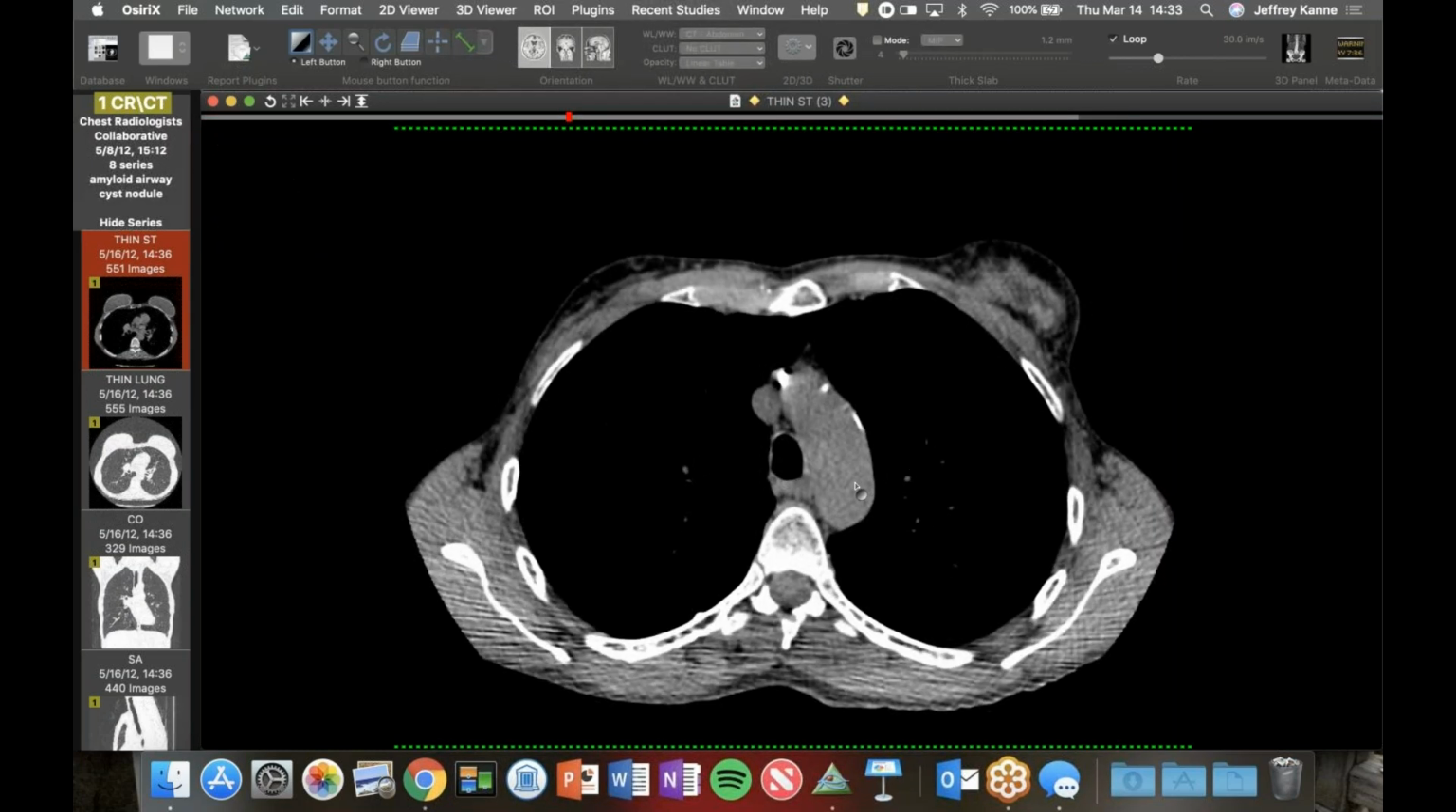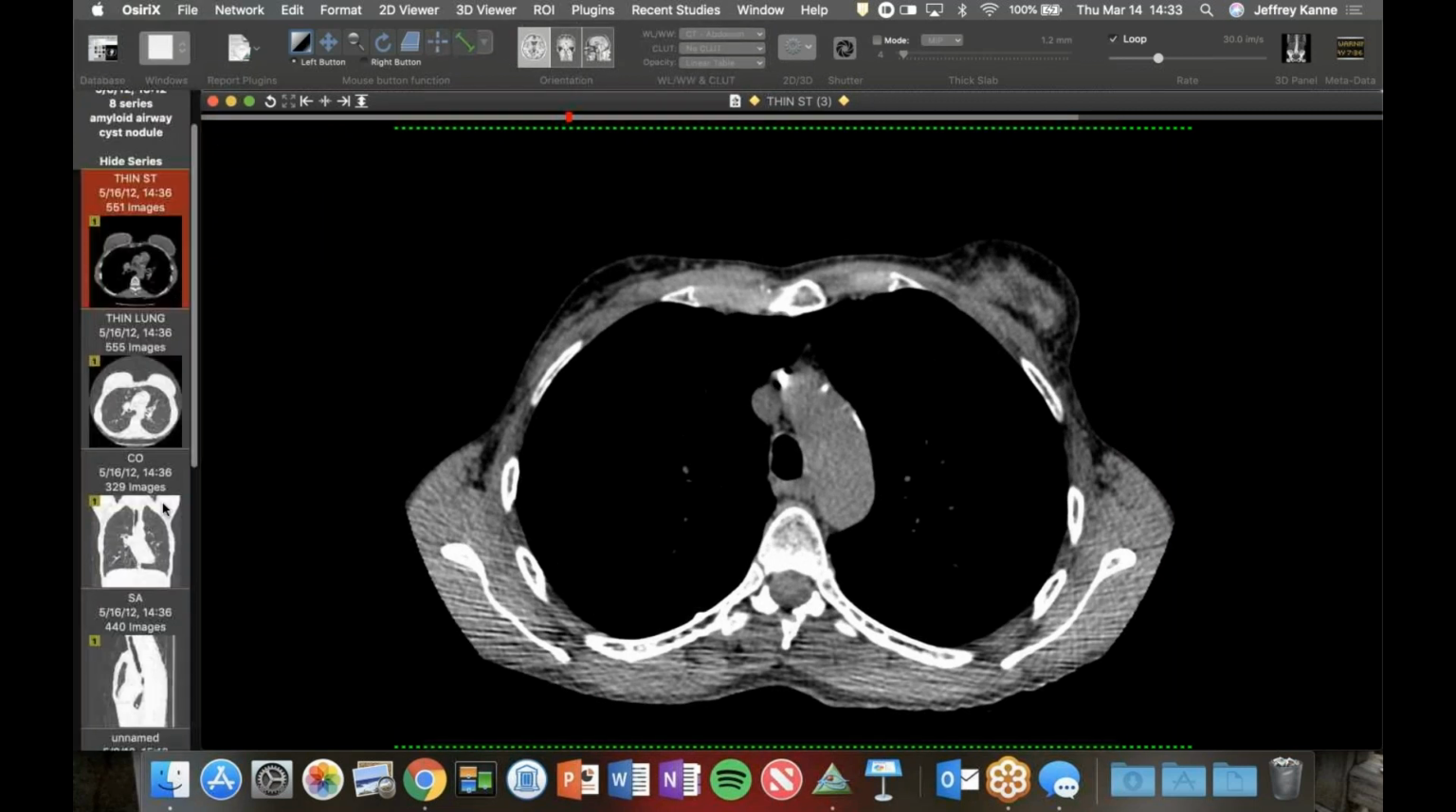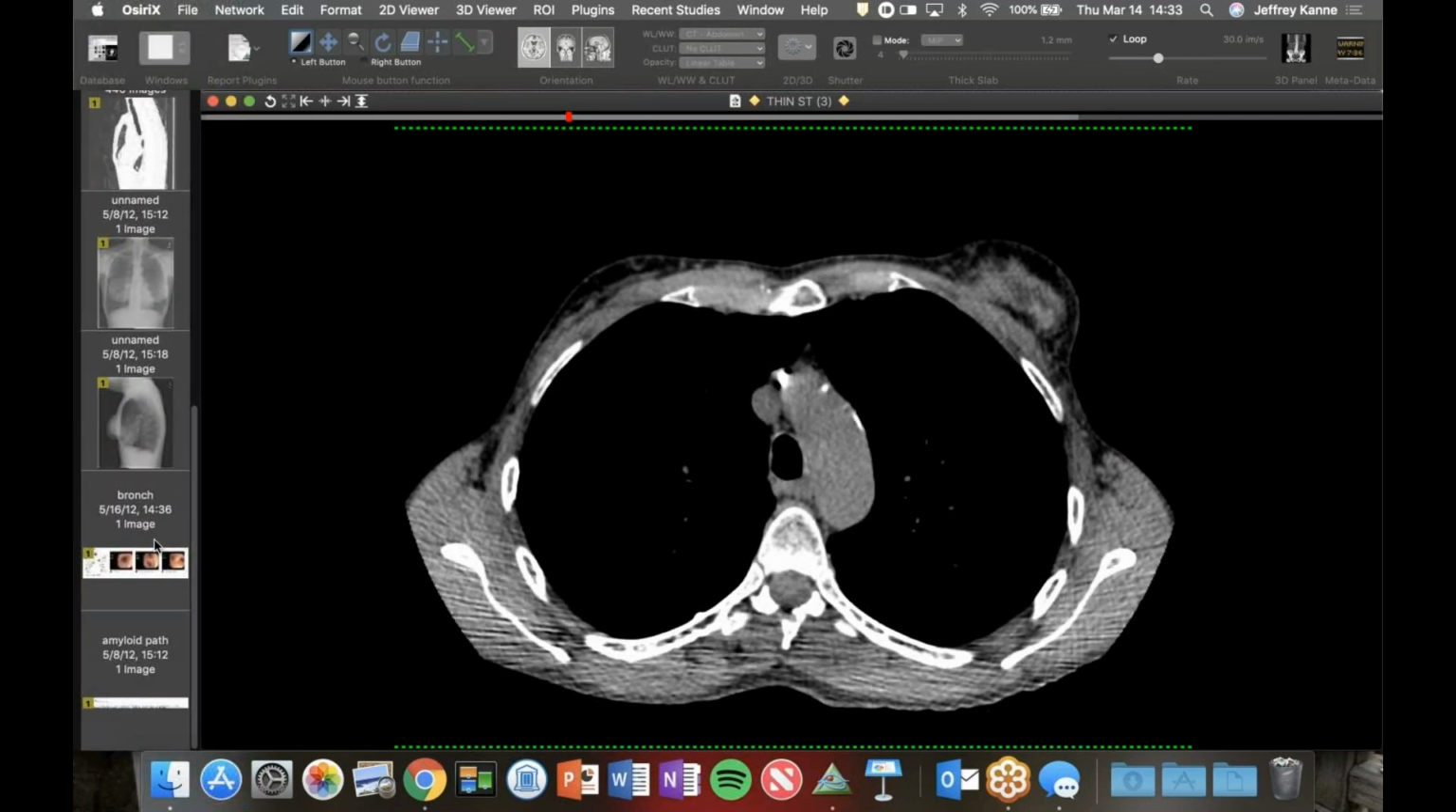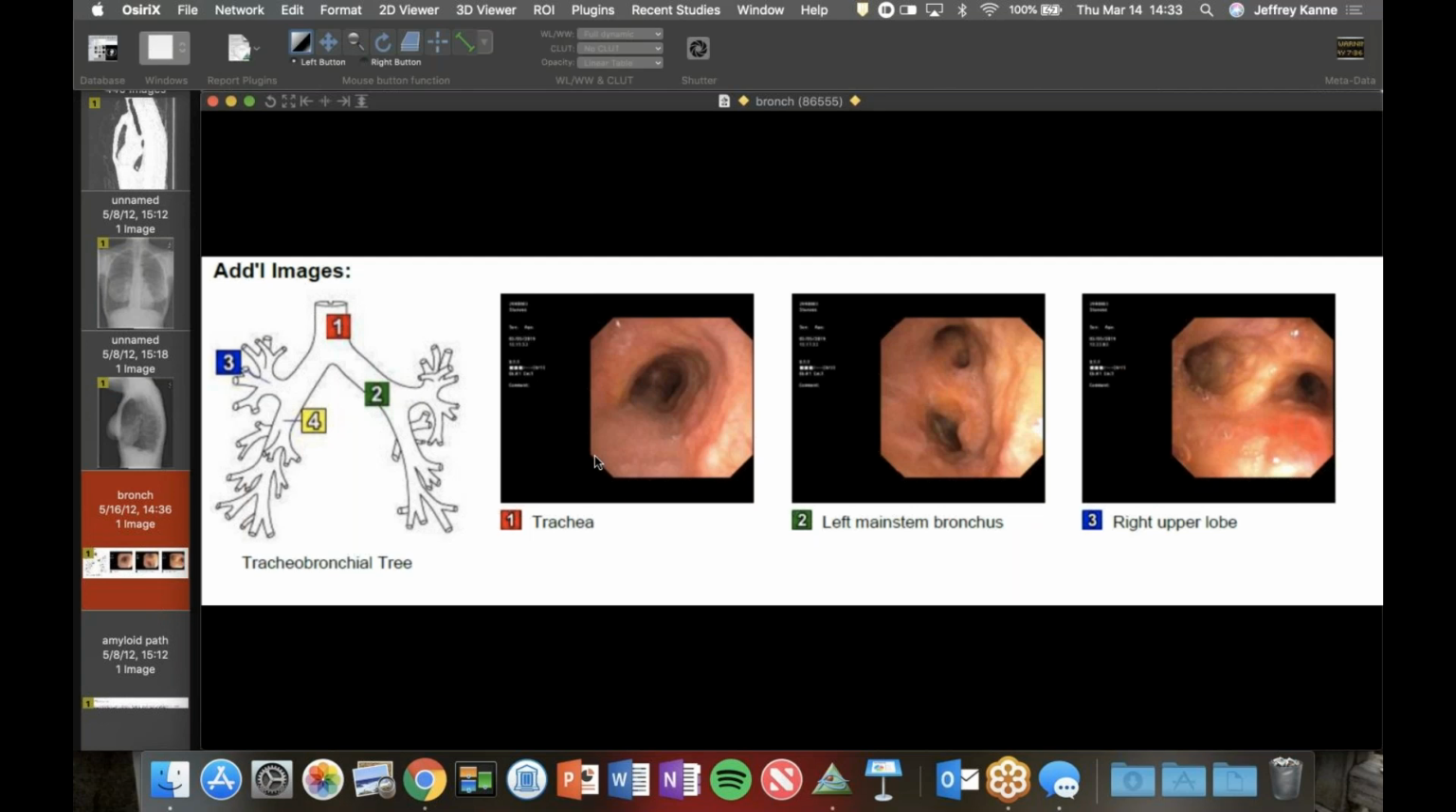So Chris had posited that this was going to be amyloidosis, which is a very good call there. And this is the bronch. So the patient then got a bronchoscopy, and you can see a few images from here. You can see the thickening of the walls all around, and these little submucosal nodules, which are very characteristic of amyloid.